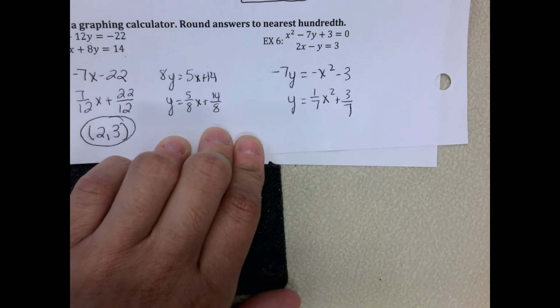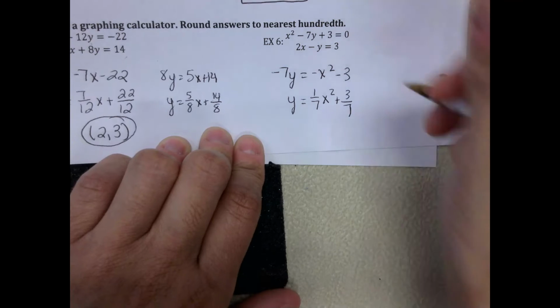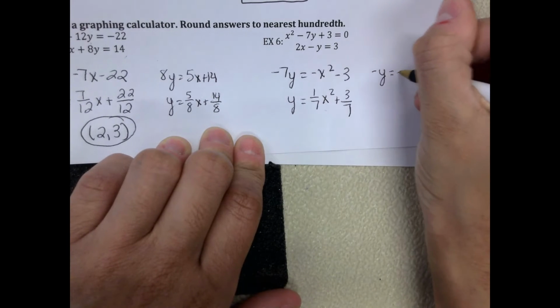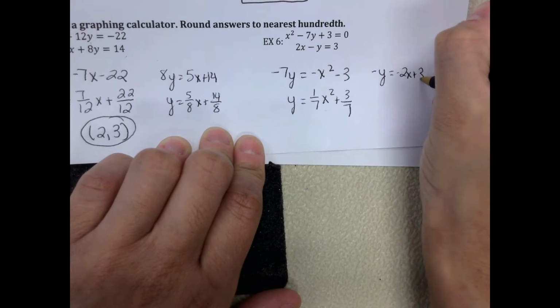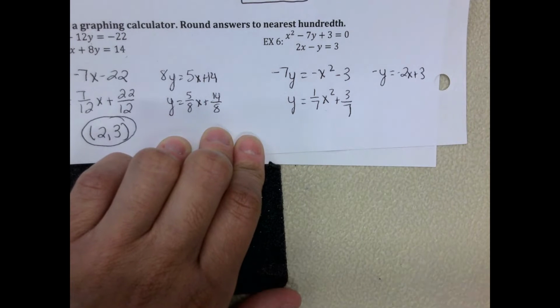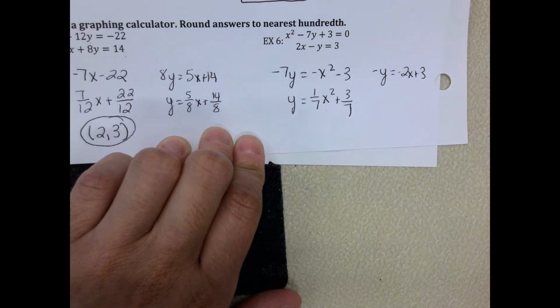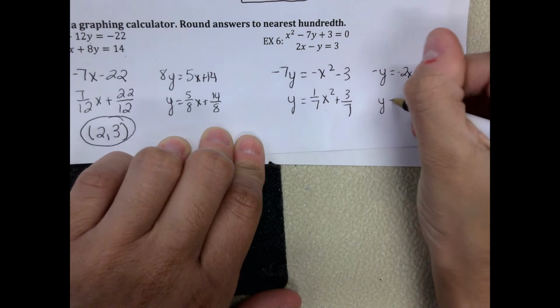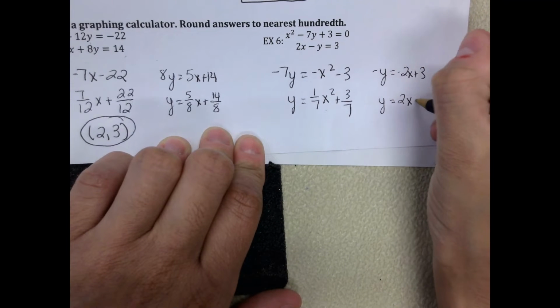On my second equation, to solve for y, I'm going to move the 2x over. So I subtract that. So now I have negative y equals negative 2x plus 3. And remember, y can't be negative. So I'm going to multiply, or you can divide, by a negative 1. So my y becomes positive, my 2x becomes positive, and then I have a minus 3.